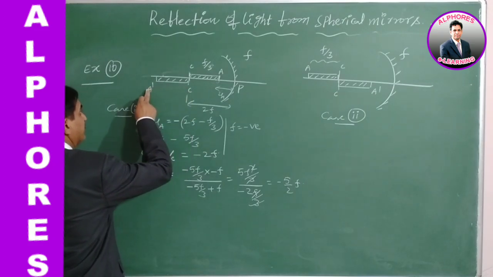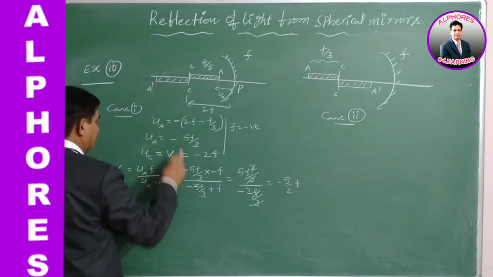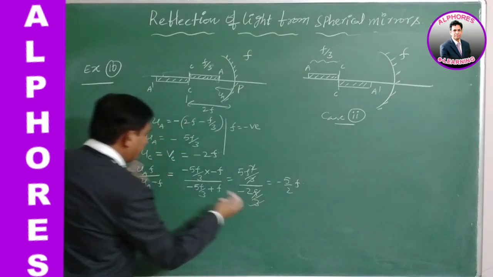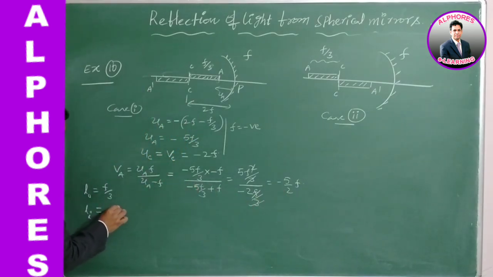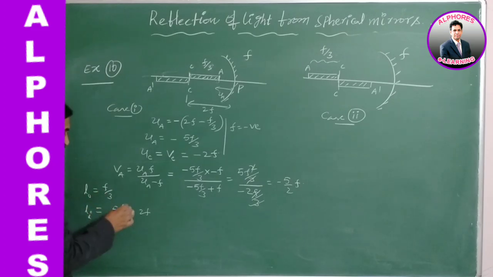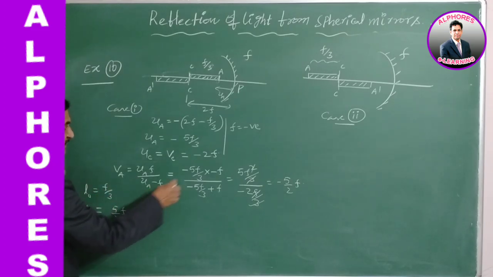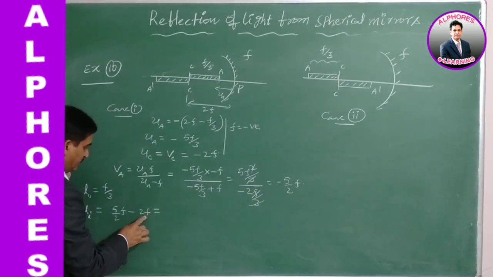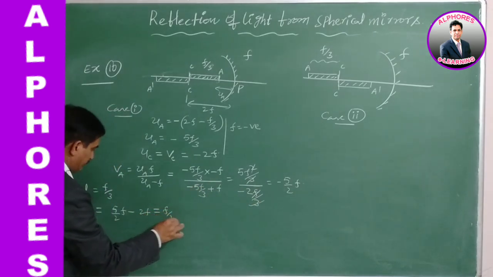VC and VA. The difference between VC and VA is 5F by 2 minus 2F. Don't use sign convention over here; directly we are taking the magnitudes. The difference is how much? 4F by 2.